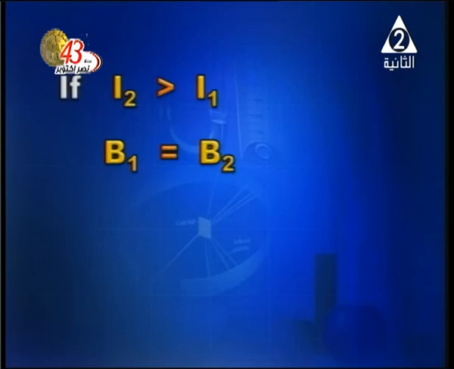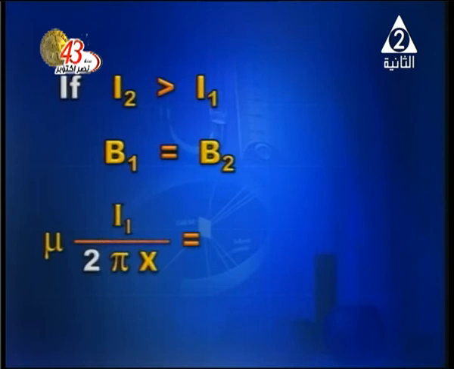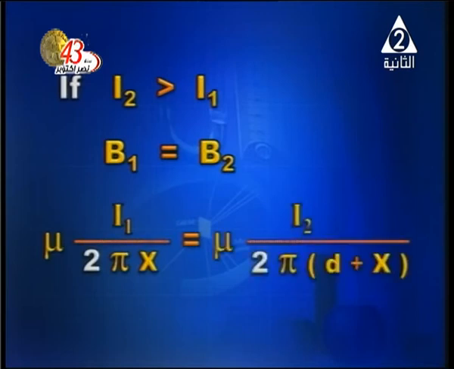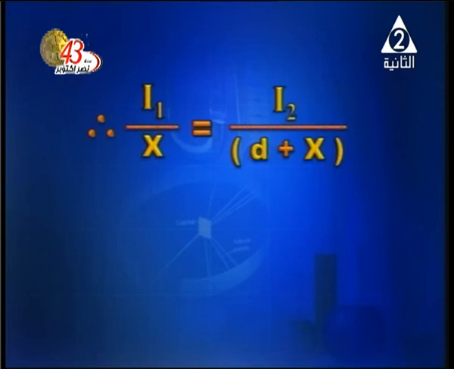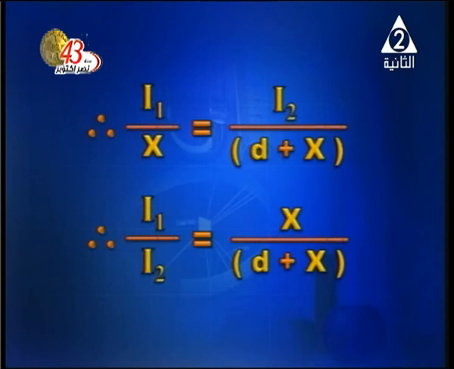Okay, so B1 is equal to B2. So μI1 over 2πx is equal to μI2 over 2π(d + x). Okay, so I1 over x is equal to I2 over d + x. And instead of d minus x, it will be d plus x. So we can say I1 over I2 is equal to x over d + x.